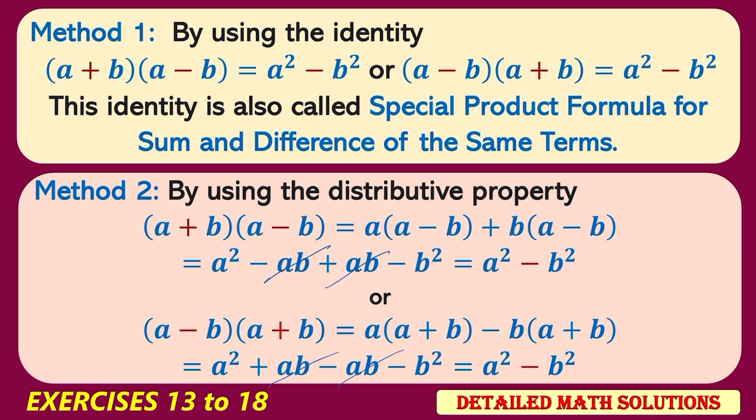The second method for solving these exercises is by using the distributive property, which can also be written in two ways, and it equals a squared minus b squared. As we can notice, both methods give the same result. However, the first method is a lot quicker and more efficient. Next, I'm going to illustrate this and find each product by using both methods.